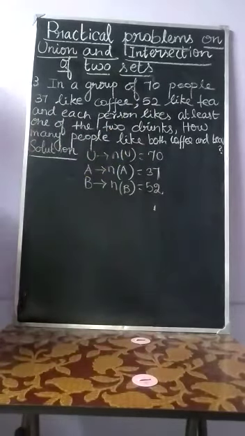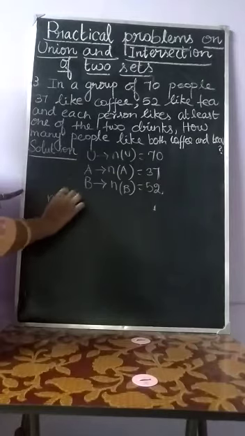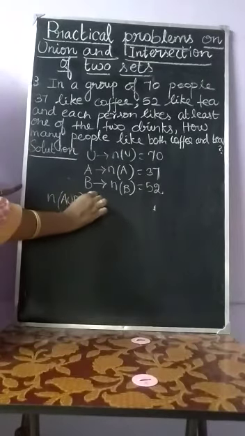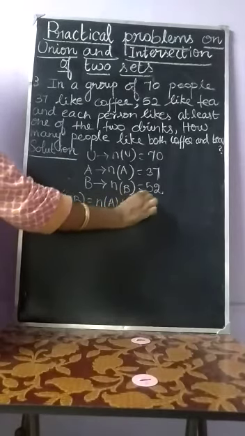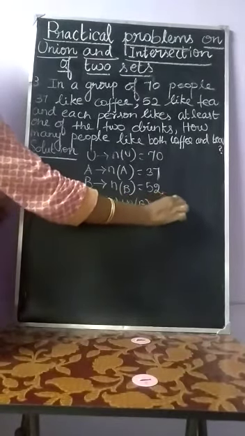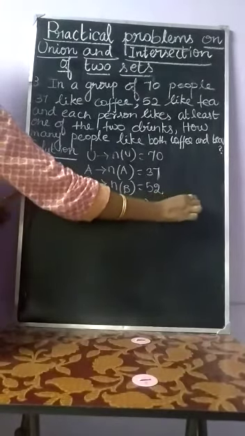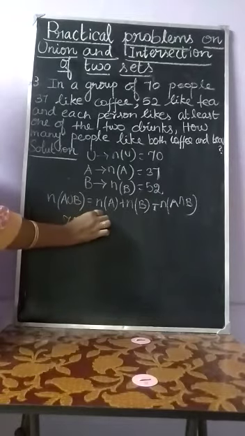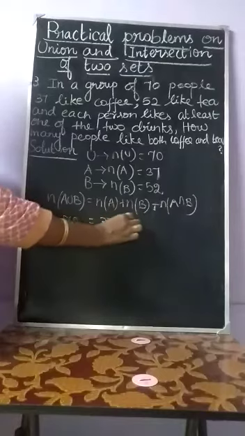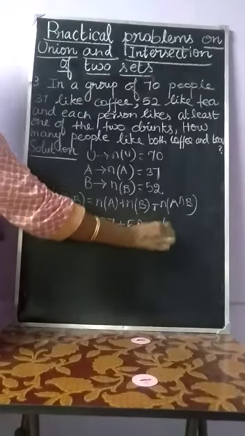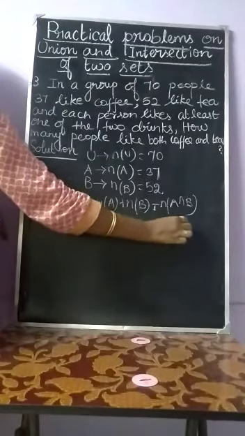By using the formula. What is our formula? n of A union B is equal to n of A plus n of B minus n of A intersection B. This is our formula. What is the whole value given? Total number of persons, that is 70. n of A value 37. n of B value 52. We have to calculate n of A intersection B.